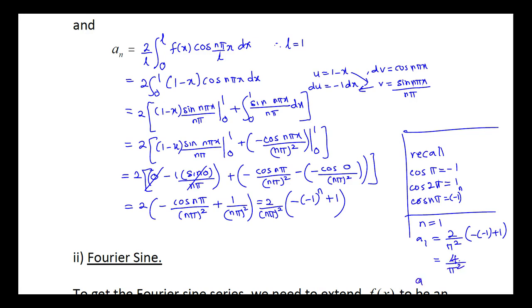A2, we will get 2 over 4 pi, and then negative 1 plus 1. So we will get 0. So meaning that this one is equal to 4 over n pi square if n is odd, and then 0 if n is even.